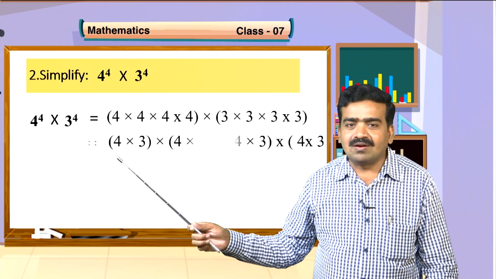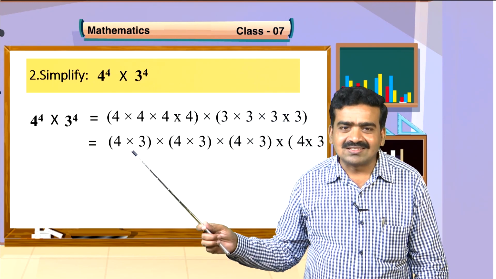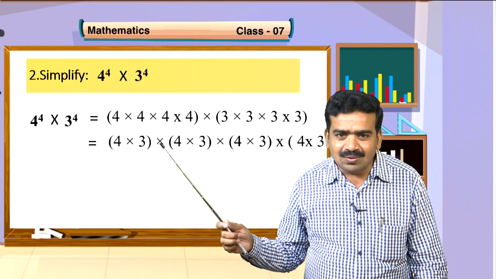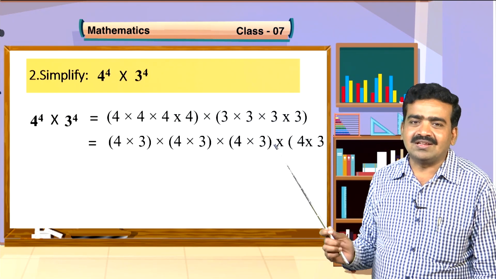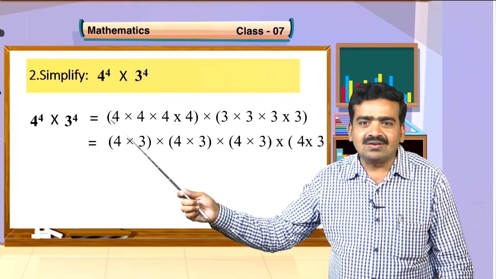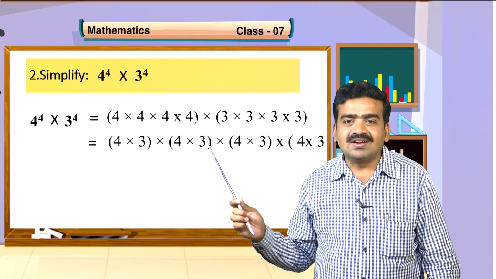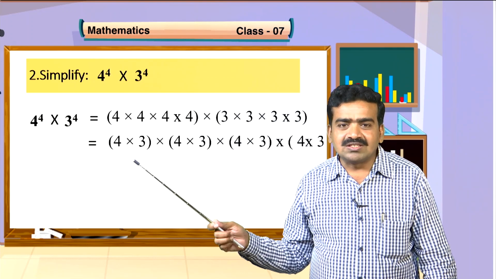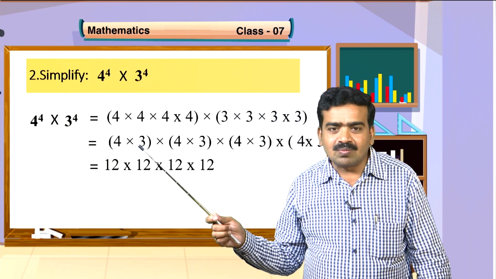So, when we combine what we did in the previous problem, we will get 4 into 3 into 4 into 3 into 4 into 3 into 4 into 3. So, we are just combining 4 and 3, and we have grouped 4 and 3 like this. What is the product of 4 and 3? What will we get when we multiply 4 and 3?